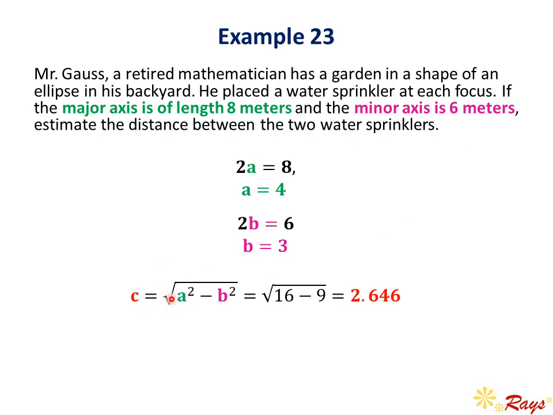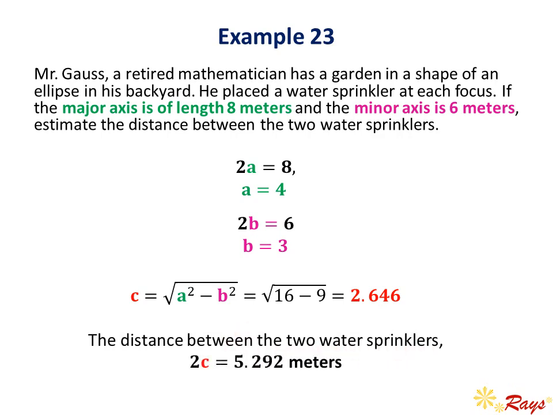So therefore c is equal to square root of a squared minus b squared. Substitute the values and c is equal to 2.646. Therefore, the distance between the two water sprinklers is 2c, which is 5.292 meters. The last example, example 24.